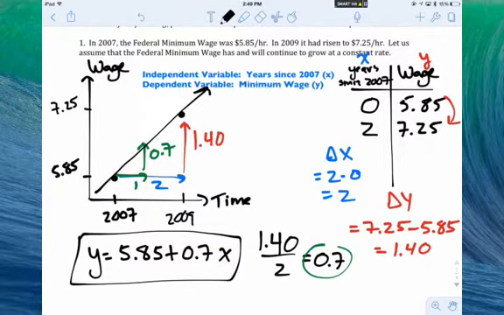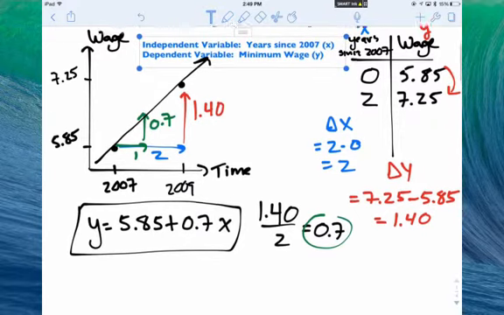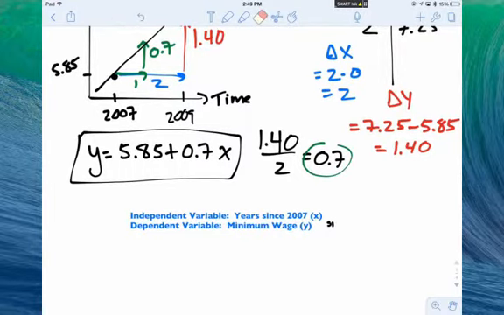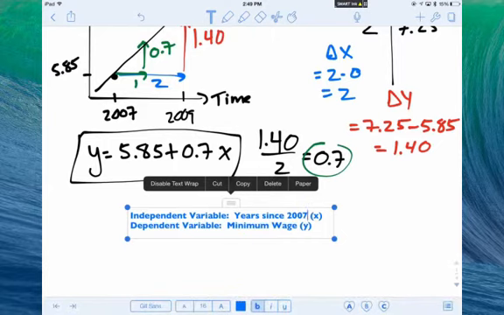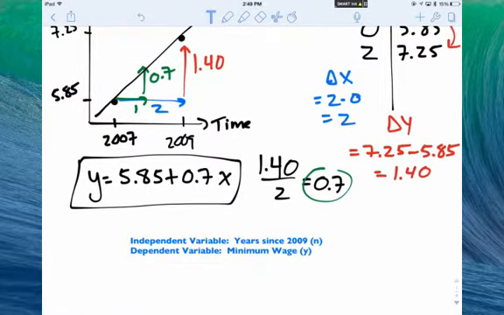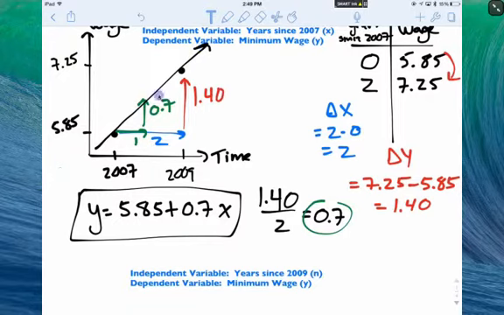Okay, but there's even another way that we can define our variables and therefore make an equation. So can I copy paste this? Nice. Copy and paste even. So what if we had defined our independent variable not to be the number of years since 2007? What if it was the number of years since 2009? We're going to have to call this not x, let's call this n. Well, the rate of change, the rate at which this minimum wage is growing, that's still 70 cents a year. It's just, instead of this being our starting point, $5.85, we're making this our starting point.